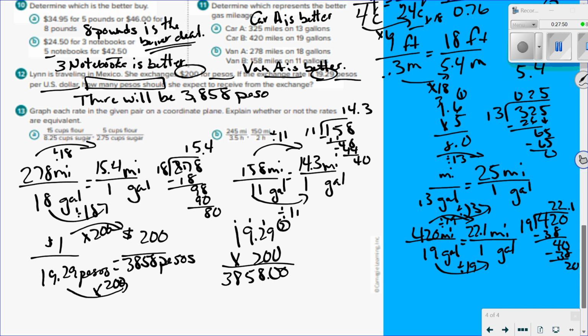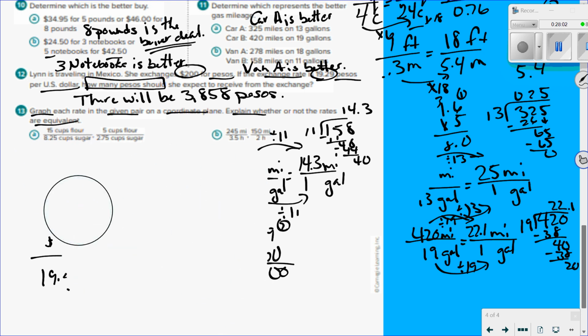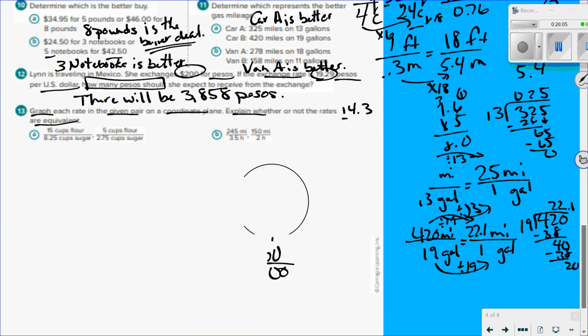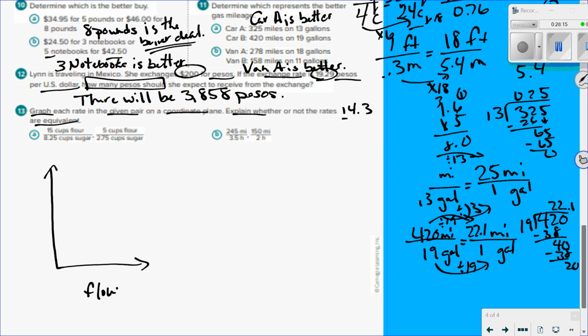Okay. Graph each rate in the given pair on a coordinate plane. Explain whether or not the rates are equivalent. Guys, this should be the easiest one on the entire test if you do it properly. We will give you the graphs on the test. So it'll look something like this. It's going to have flour in cups and sugar in cups. And it'll give you some type of rate on this one.